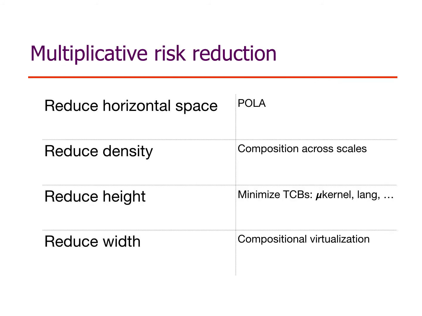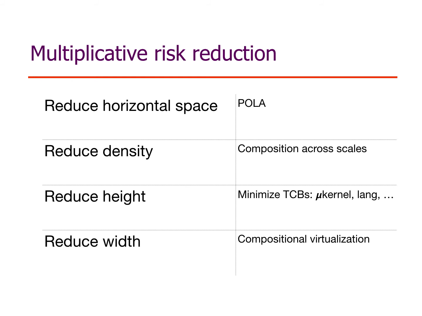So altogether, applying these strategies together, we get a multiplicative benefit. We get a multiplicative reduction in risk by adopting practices like the principle of least authority. We reduce horizontal space by applying it recursively across scales. We get the Menger-Sponge effect, which is multiplicative in depth.